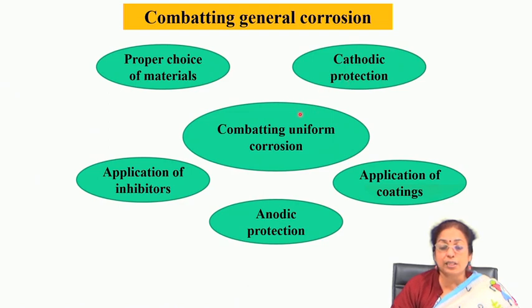Another very common way of combating general corrosion is cathodic protection, where you connect the material of your choice with another metal which is more prone to corrode. In that case, your metallic material will be protected by the corrosion of the other metal, which corrodes and supplies electrons to the structure. By that process it reduces the probability of corrosion.